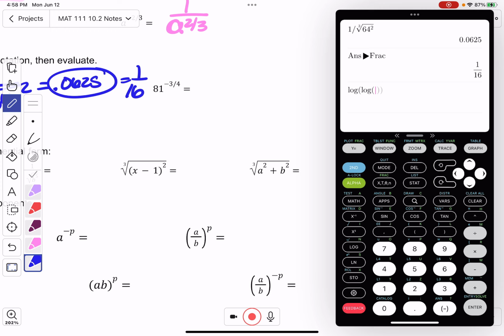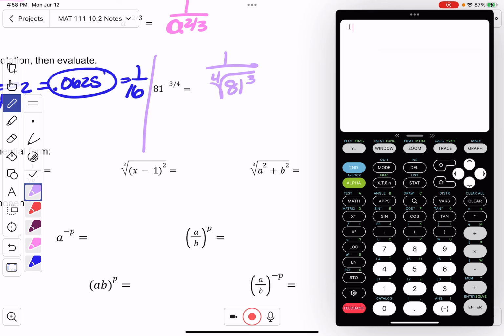All right, so you try this one. Negative sign means it goes underneath. 4 goes there, 81 cubed. So 1 divided by 4th root of 81 cubed, and I get 0.037, but as a fraction, that's 1 over 27. Either of those is fine.